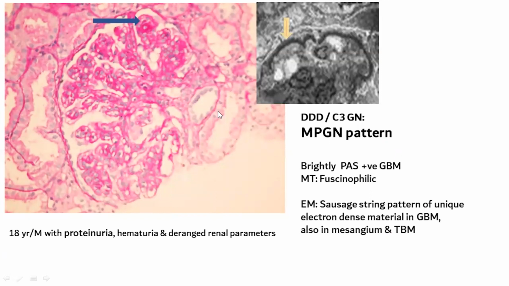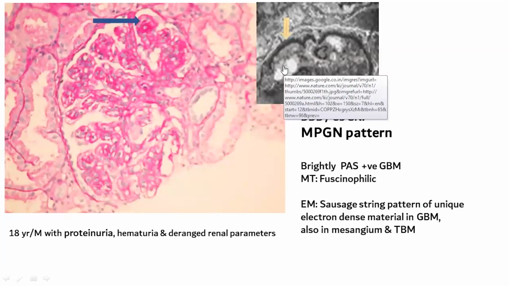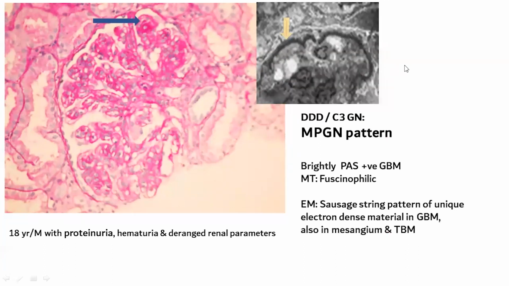On immunofluorescence, I think we have pictures coming up later, but what I would like to show is that this is the MPGN pattern, bright PAS positive, but you have to confirm your suspected diagnosis by electron microscopy. This is an EM image, and you can see this very dense deposition along the glomerular capillary walls. It's often referred to as a sausage string pattern of unique electron dense material in the GBM, also in the mesangium and in the tubular basement membranes.